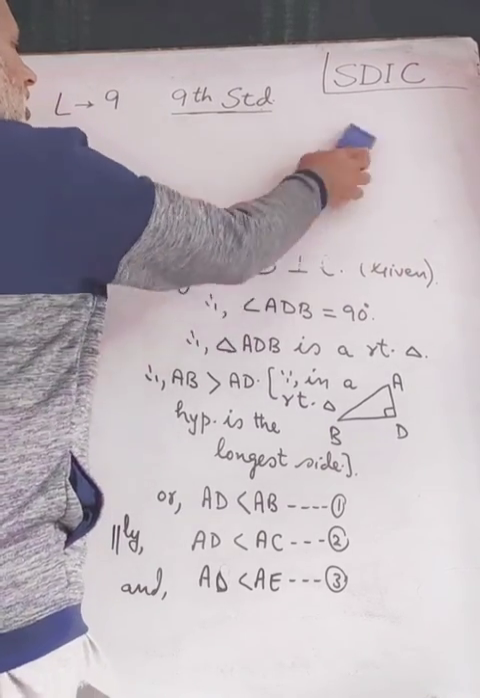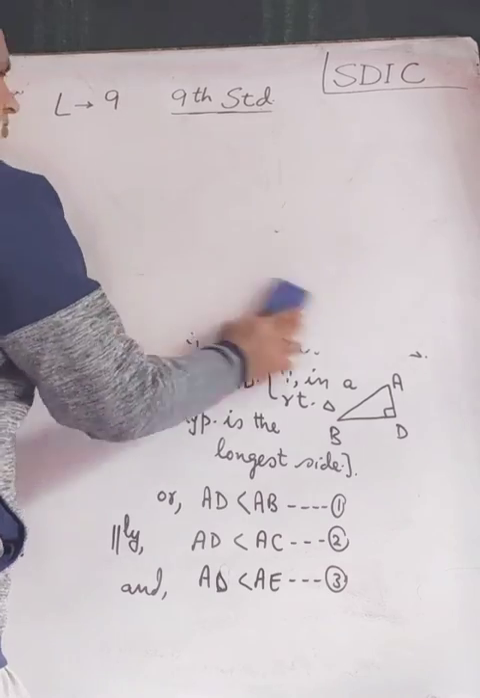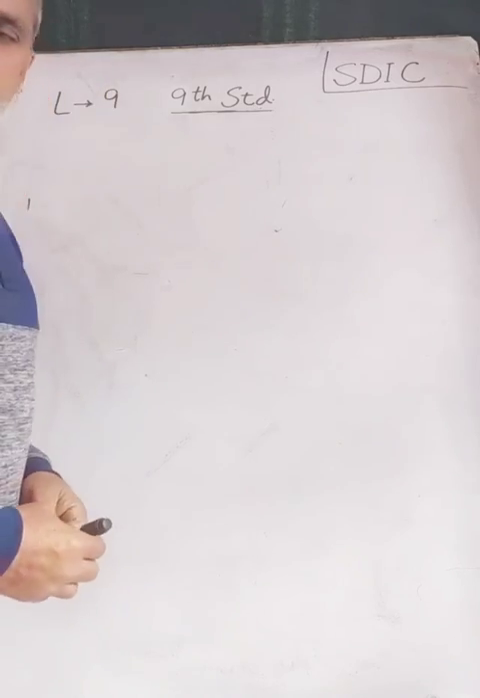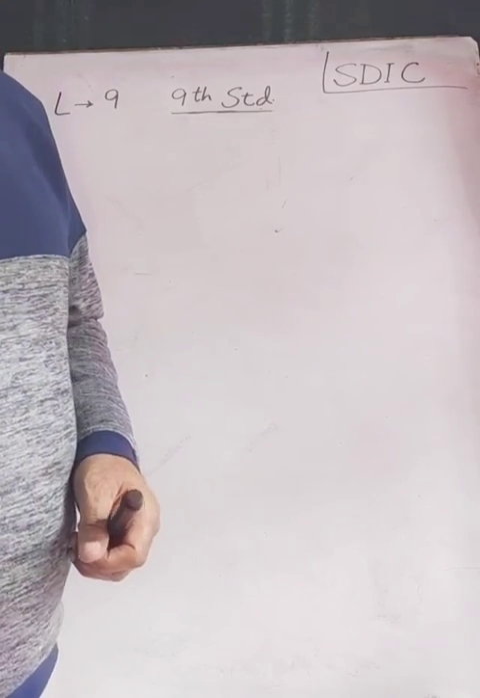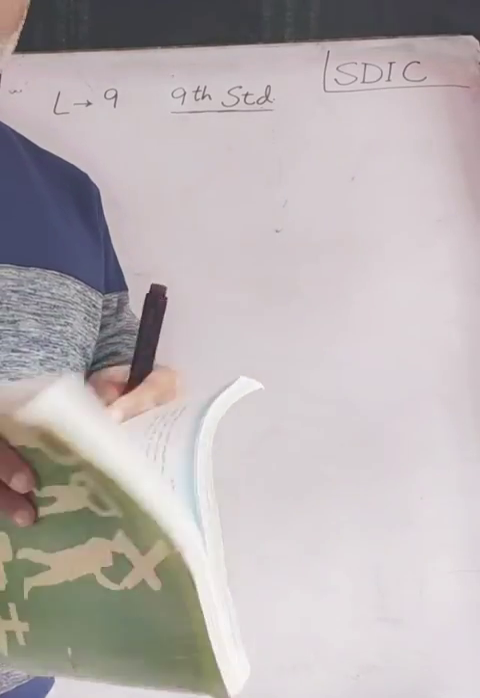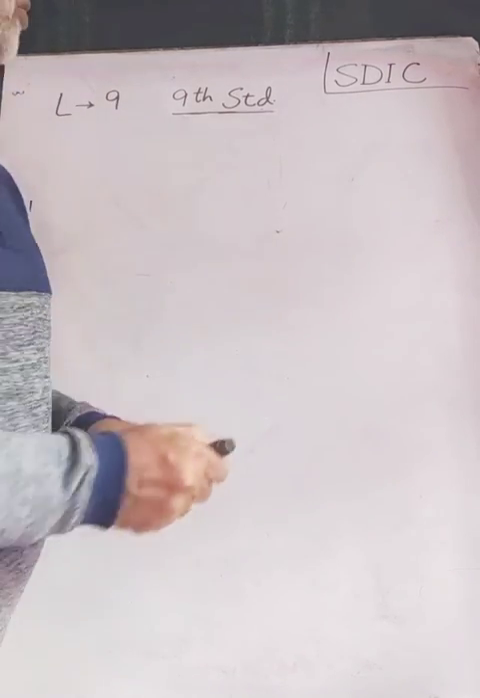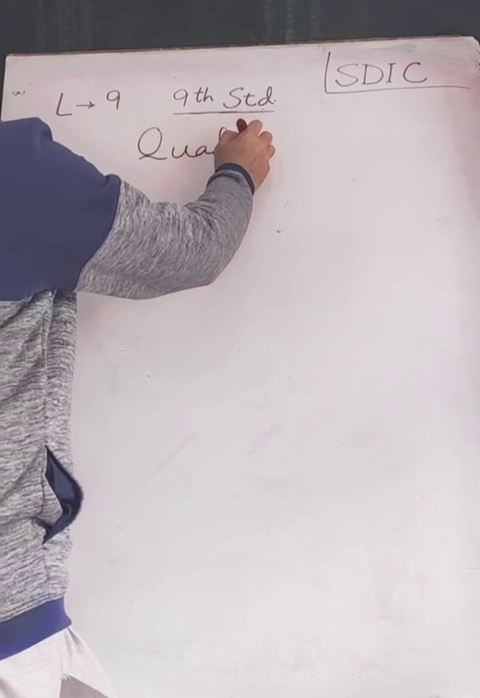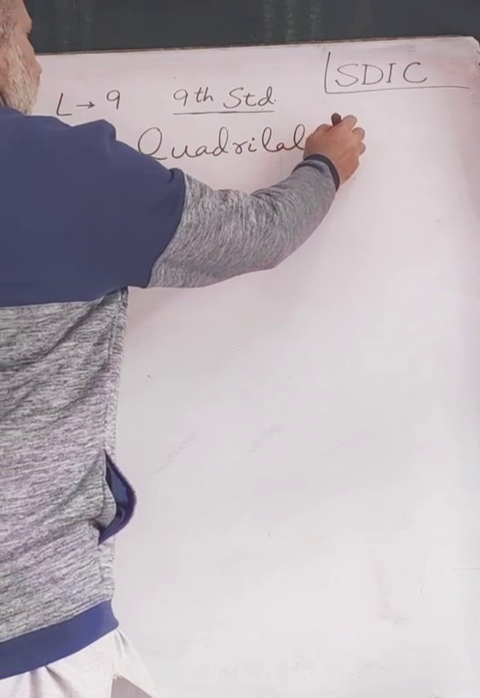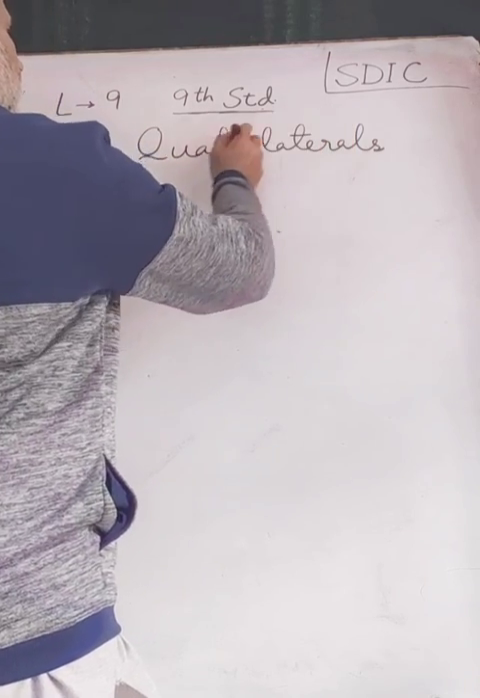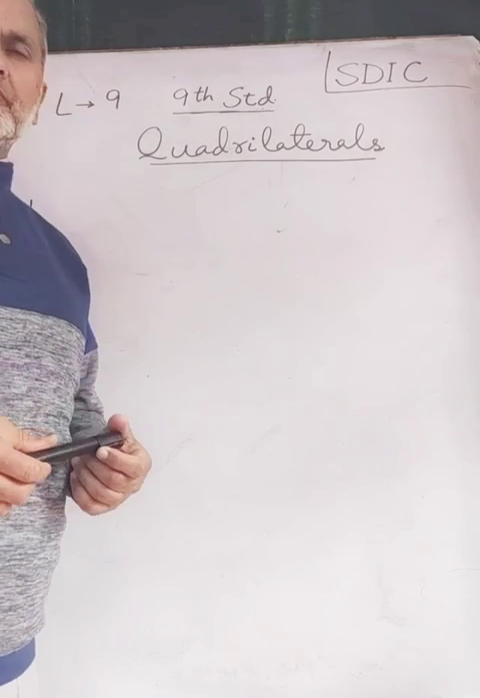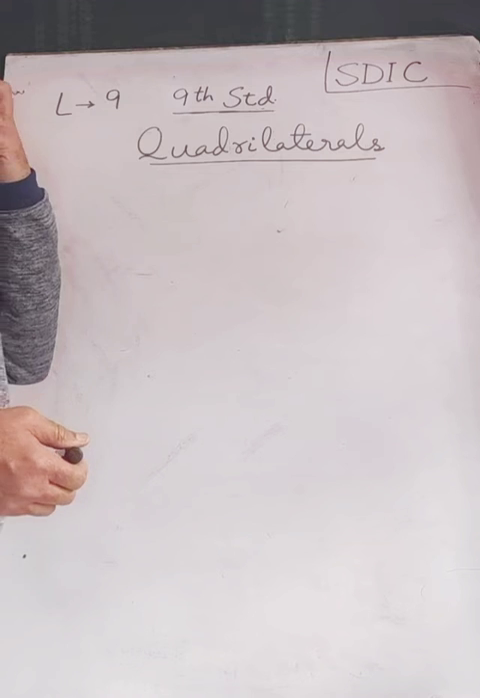I will begin another chapter. This chapter was chapter number 6. We shall now begin chapter number 7 of your textbook. It is quadrilaterals. Chapter number 7 of your textbook. The introduction of quadrilaterals.